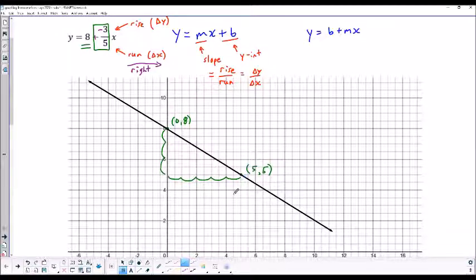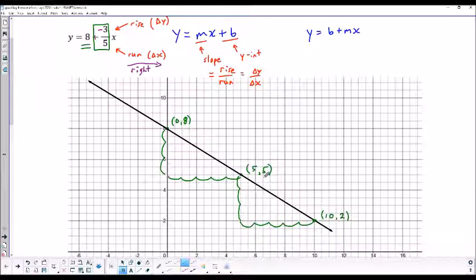If we were to do this again, if we went down 3, 1, 2, 3. Notice we're counting down spaces and not actual lines. And so we go to the right 5, 1, 2, 3, 4, 5. We land back on the line one more time, and this is the point 10, 2. So we've gone from the y value of 5, down 3 to the y value of 2, and from the x value of 5, to the right 5 to the x value of 10.